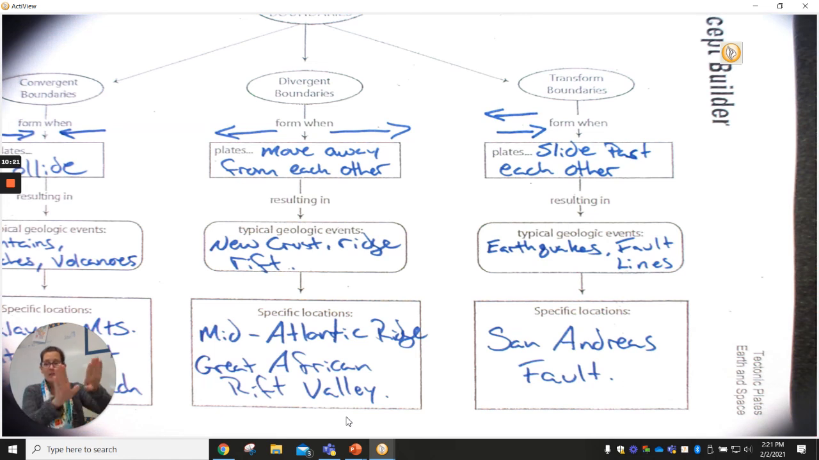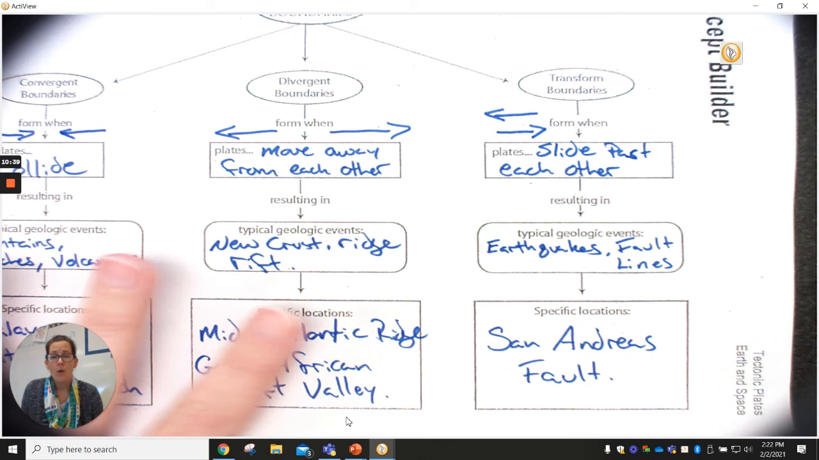But so what's happening at the San Andreas Fault? We have the Pacific Plate underneath the Pacific Ocean, and we have the North American Plate, and they're not moving away. They're not moving towards each other. They're sliding past each other, and there are a lot of earthquakes that happen at that San Andreas Fault.